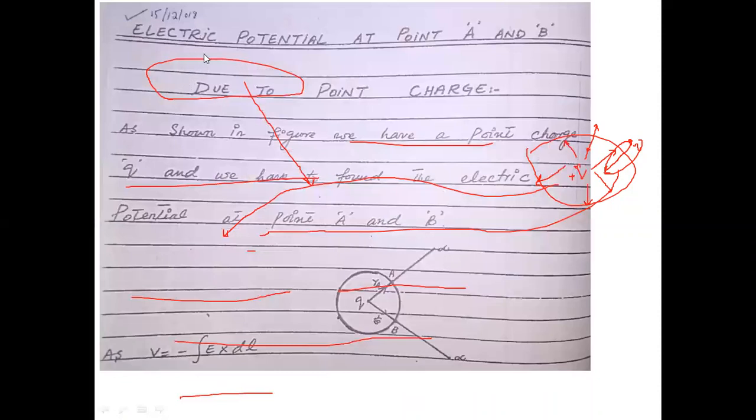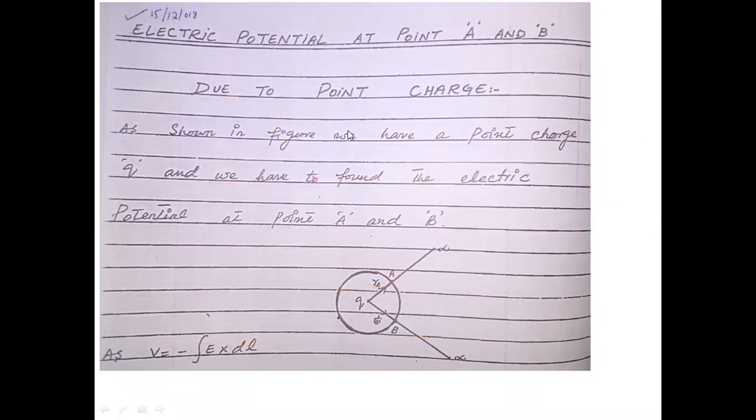Now, electric potential at points A and B due to a point charge. As shown in the figure, we have a point charge Q, and we have to find the electric potential at points A and B. This is point A and this is point B. So this point is somewhere here. This is point B.